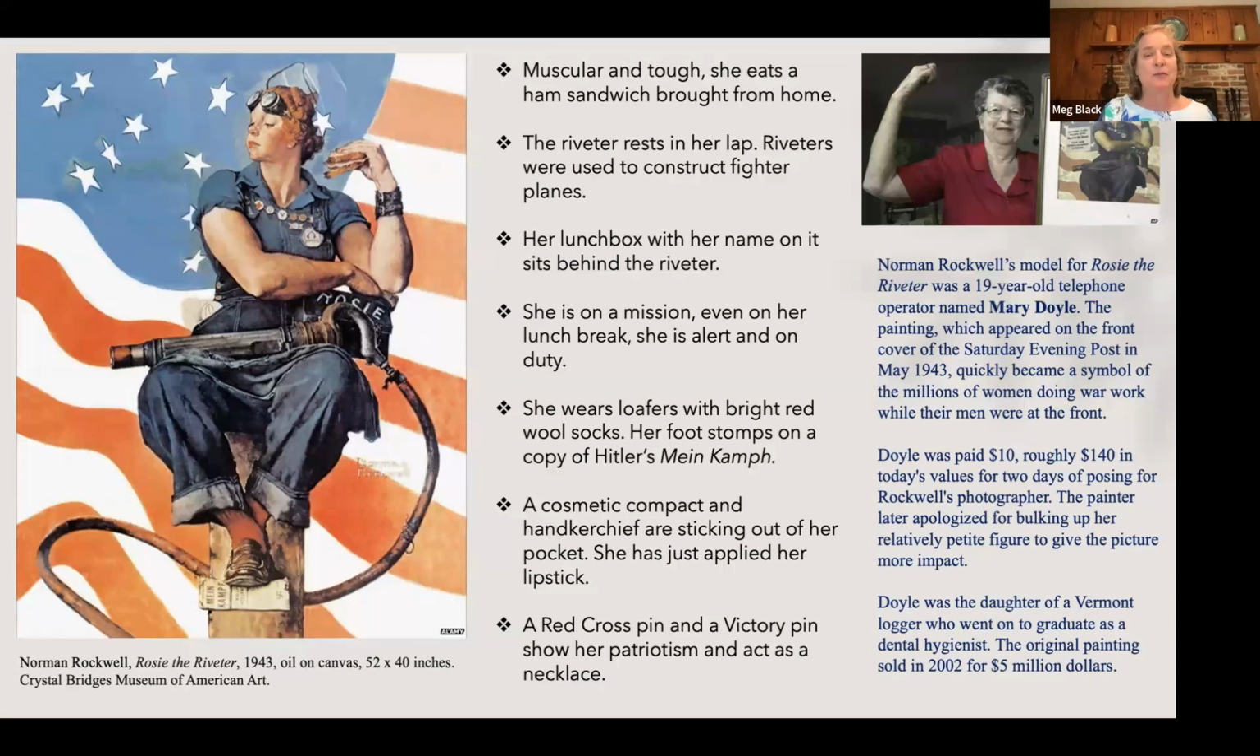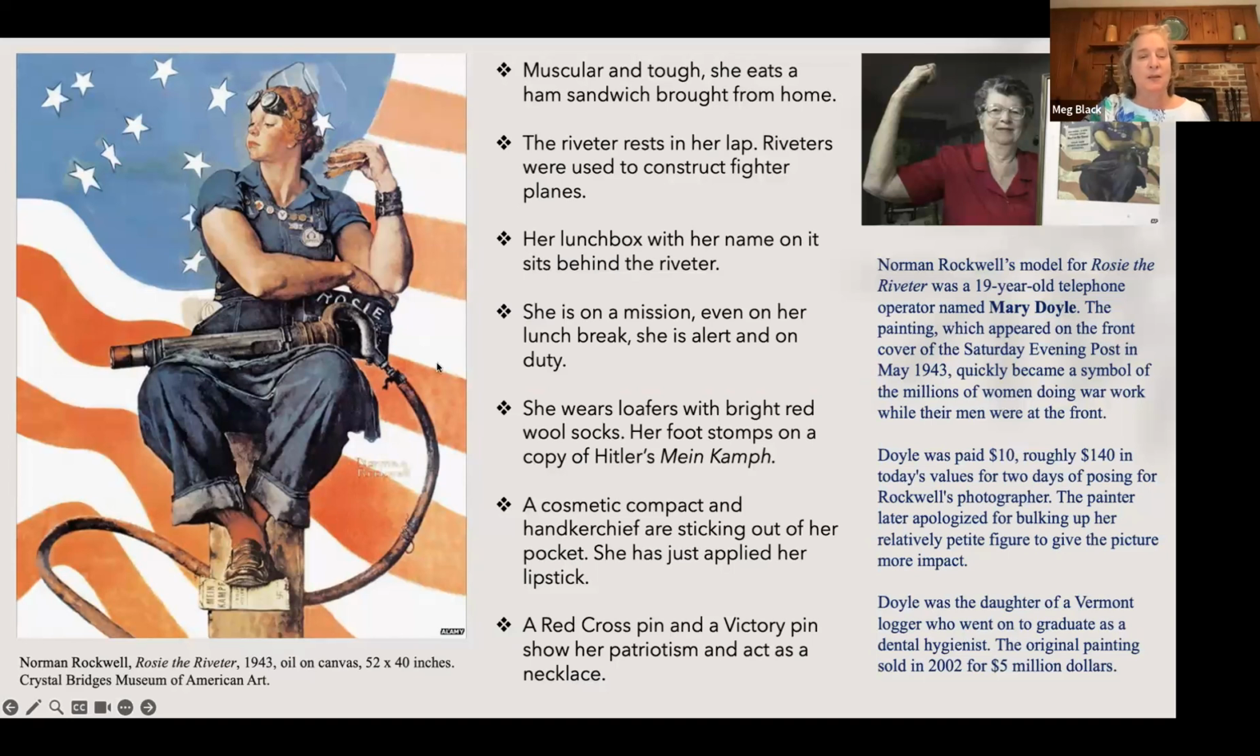But a little closer look at Rosie. She's very muscular and she's eating a ham sandwich. I mean, it literally is a ham sandwich. We can even figure out what she's eating. And she's brought it from home in her lunchbox that says Rosie on it. So nobody can take her lunch by mistake because she's taking very good care of it. And the riveter rests on her lap. Riveters were used to construct fighter planes. And it almost looks like a weapon, doesn't it? The way that it's sitting on her lap. And then we notice the hose on it. And we'll see in the next slide why we think we have that hose there.